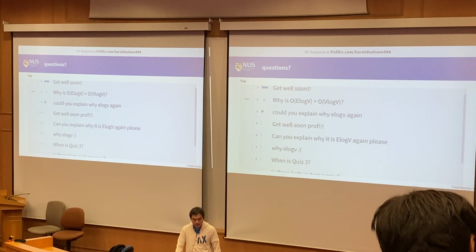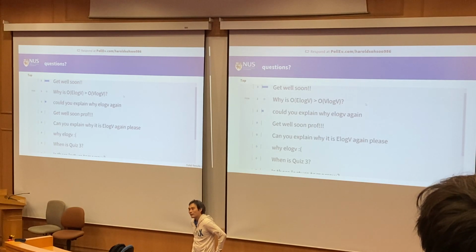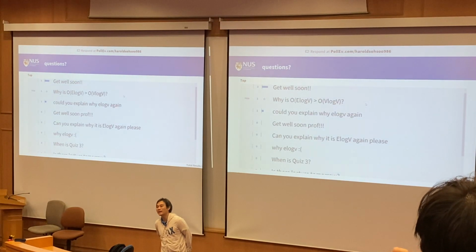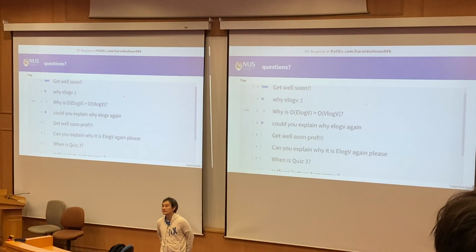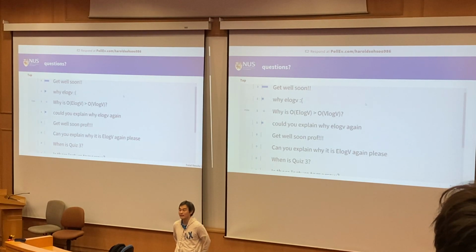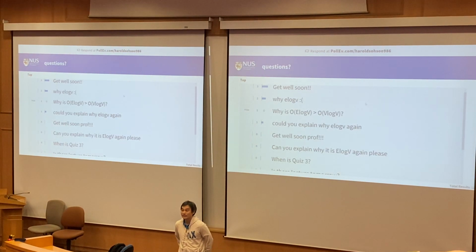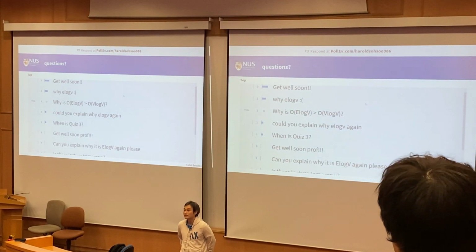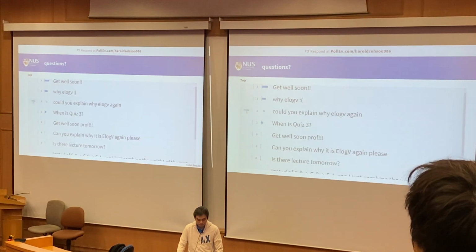Let's stick with why E log V is bigger than V log V. Can anyone tell me this? In the worst case, E is V squared. That's not nice. In our case, the graph is guaranteed to be connected, so at least you will have how many edges? V minus 1 edges, so in the same order of V. So you don't have to worry about it. That's why we use E log V.